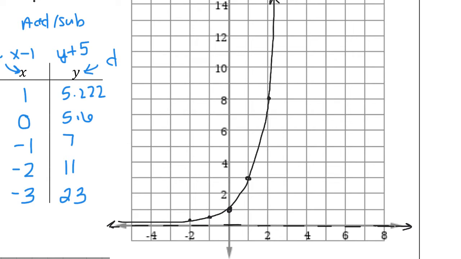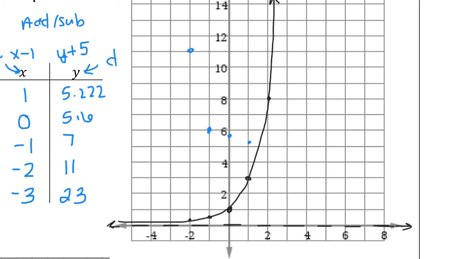So that's the original. Now let's graph our new one. So we're going to graph 1, 5.2-ish. Then we're going to graph 0, 5.6-ish. Then we're going to graph -1, 7, -2, 11, -3, 23. I can't actually plot.